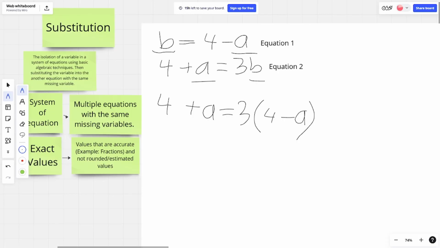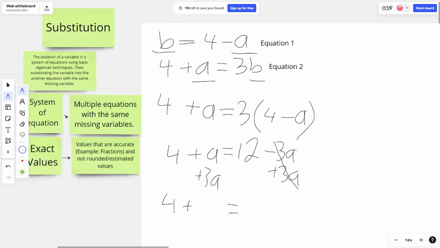So to be able to solve, we'll simply on the right hand side distribute the 3 into the 4 and the a, so it'll be 12 minus 3a. And then on the left hand side it's just 4 plus a. Now all you have to do is isolate for the variable a and then solve. So on our right hand side, I'll simply just add 3a, and I'll do the exact same operation on the left hand side. Now we're left with 4 plus 4a on our left hand side is equal to 12.